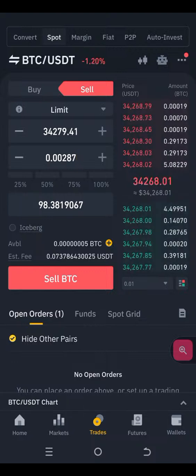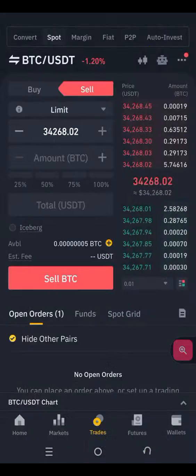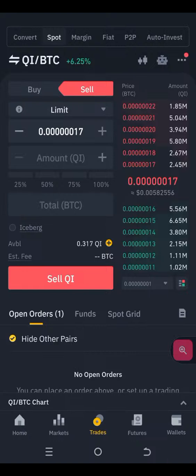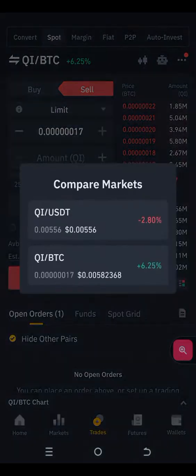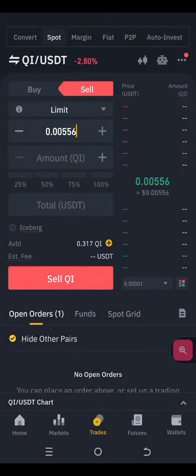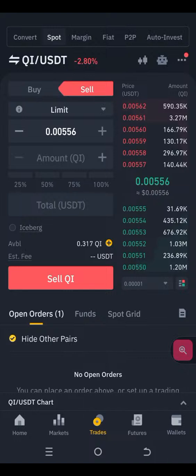Okay, we go back into our QI, and I'll tell you the truth behind the scenes, okay? What I do on this channel is I show you what goes on. Now, let's go back into QI USDT. So QI USDT is actually on a dump, right? It's on a dump roll, which is not bad for us to quickly take advantage of, right?